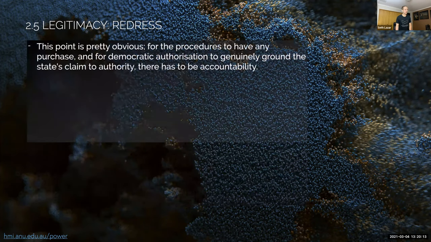Okay, so the last point, which as you know, people at the Fairness, Accountability and Transparency conference, you'll all have thought of, I'm sure, is that we need to have redress. So for the procedures to have any purchase, for democratic authorization to genuinely ground the state's claim to authority, there must be accountability. This should happen at the individual level. So if you remember my vaccine official, if the person deciding who gets the vaccine exceeds the boundaries of their authority and puts their mate up the queue, then there needs to be accountability, there needs to be redress. We need to not only state that this is the limit of your power, but actually enact that. But the same is true for governments. If your government is making these decisions and they do so wrongly, you need to be able to boot them out.